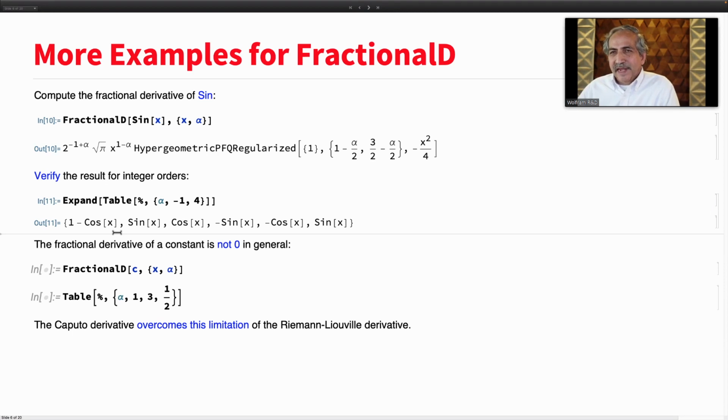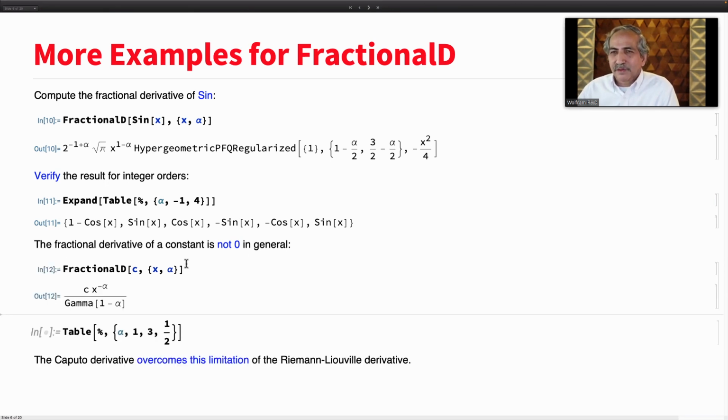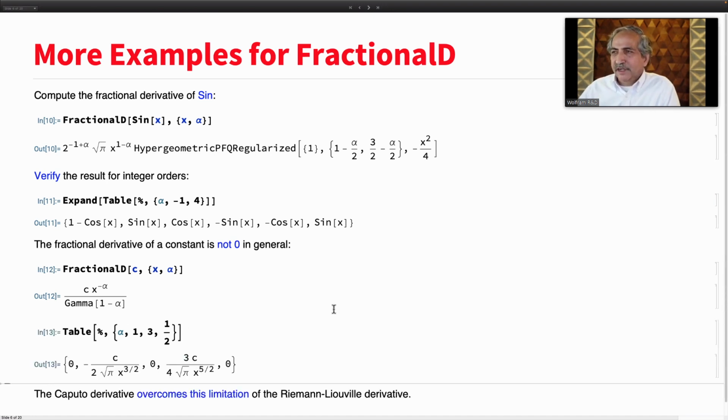Okay, so then you can say, that's all great, but what about the derivative of a constant? And that's where trouble begins. So if I do the derivative of constant c, I don't get back 0. If you make a table, you'll see over here that you might have some zeros at integers, but not in general. And therefore, you need a more flexible definition for the fractional derivative. And this is provided by the Caputo derivative. So the Caputo derivative overcomes this limitation of the Riemann-Liouville derivative. The derivative of a constant must be 0, at least for positive orders alpha.